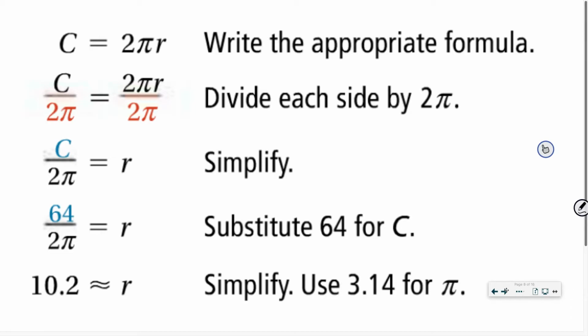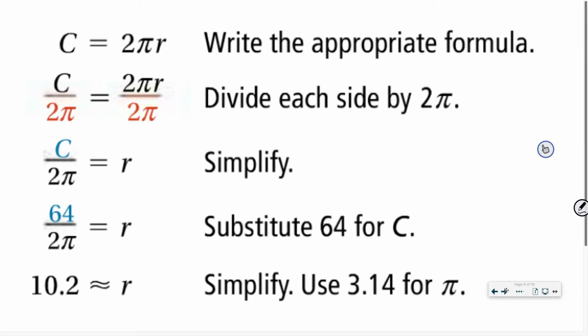The reason we use this, they gave us the circumference. We already know the number 2. We already know the symbol pi. We want to find the radius. That was the question, right? They said if you know that the circumference is 64, what's the radius?